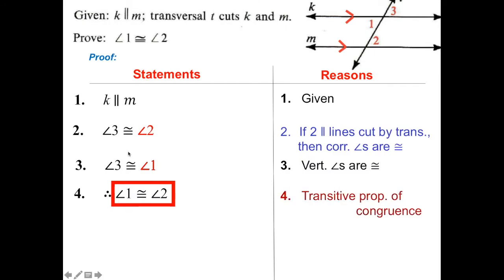Transitive, again, just a reminder. Angle 1, angle 2, we have a common thread. They're both equal or congruent to angle 3, therefore they must be congruent to each other. They both represent the same size angle. Angle 3 is basically the same angle as angle 2, and angle 3 is basically the same angle as angle 1, so these two are basically the same angle, or they have equal measurements, and therefore are congruent to one another.